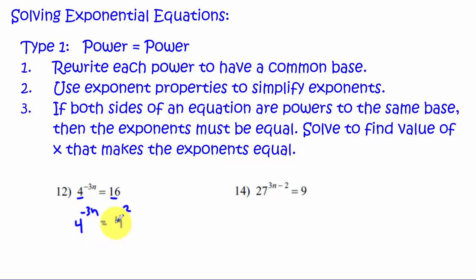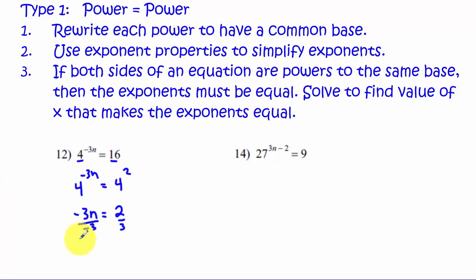Now, if you have an equation where the two sides are equal and they both have the same base, then for these to be equal, these two exponents must be equal. So we can simply take the two exponents on the two sides, set them equal, and solve that equation. And we get here n equals, I had to divide that by negative 2/3.